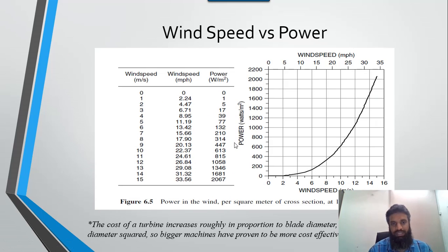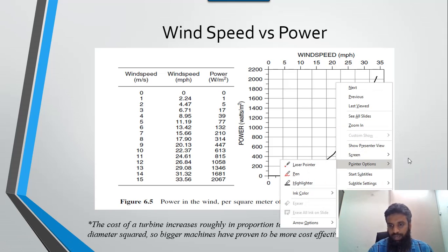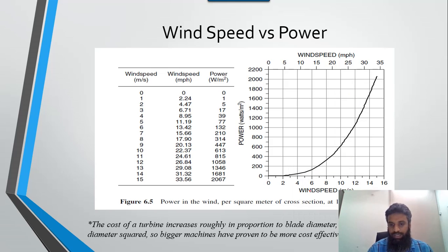So this is basically the power and the speed graph of the wind. If you see that, when the wind increases, the output of the wind turbine increases in an exponential way, because the relationship between the speed and the power is basically the cube. So there is an exponential increase in the power.